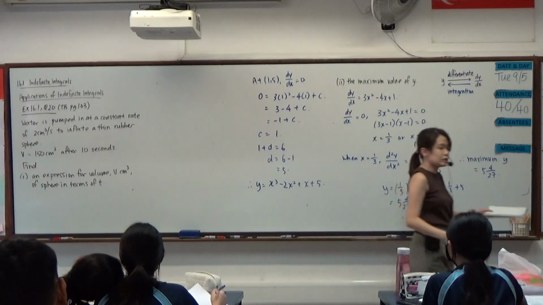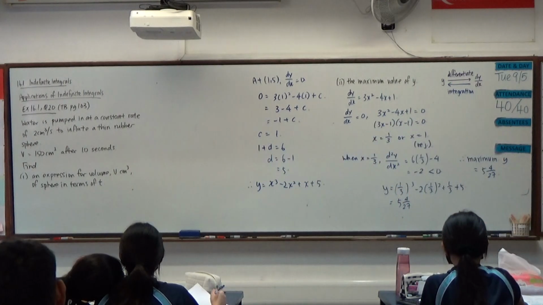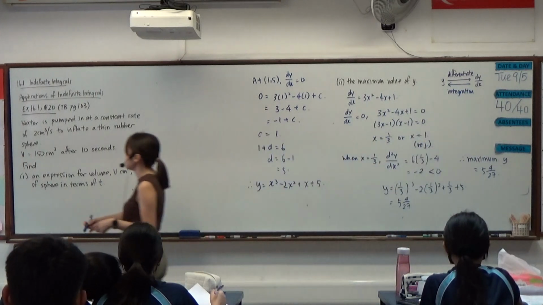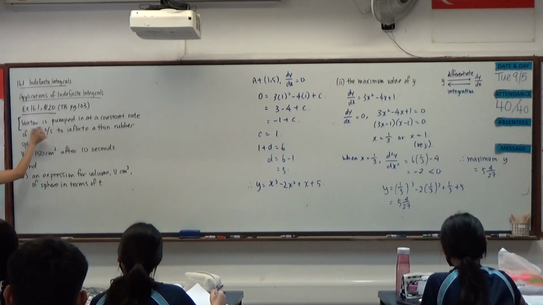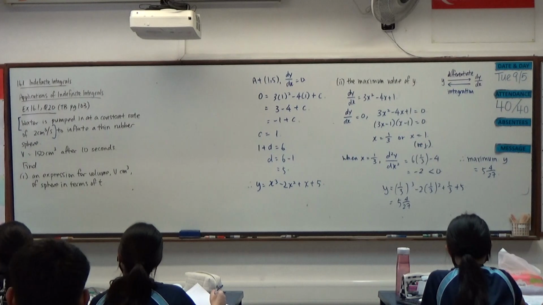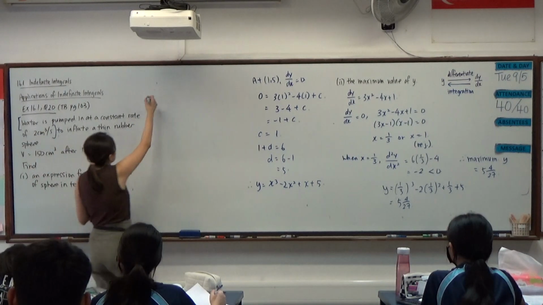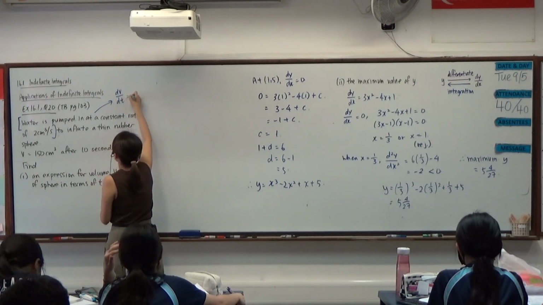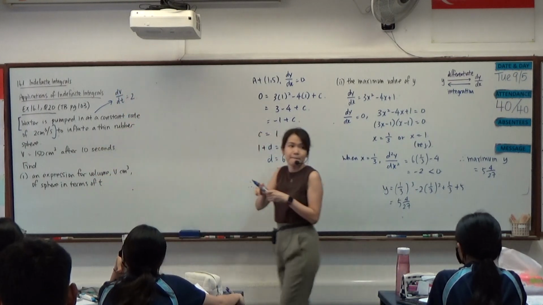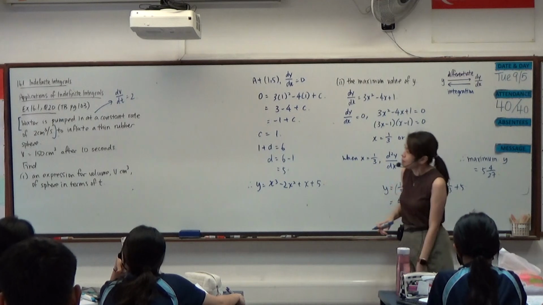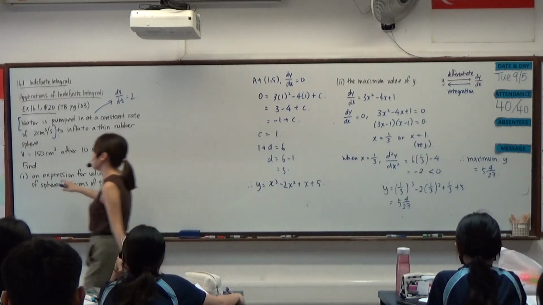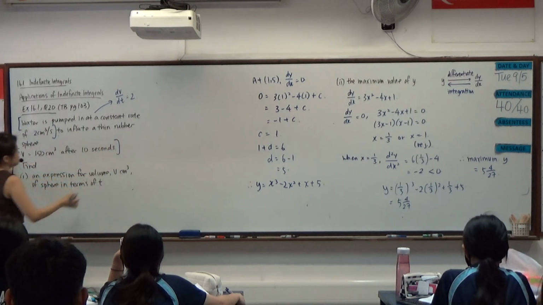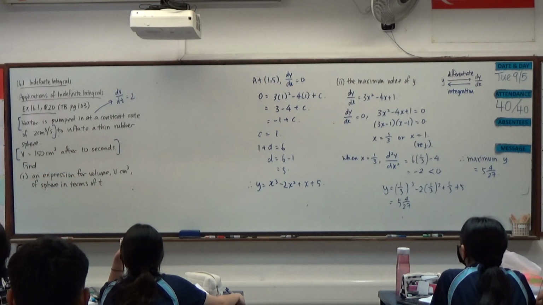So looking at question 20, we are given that water is being pumped at a constant rate of 2 cm cubed per second. So with this particular information, we know that our dV over dt is actually equal to 2. Then the question also mentioned that the volume is equal to 150 cm cubed after 10 seconds.